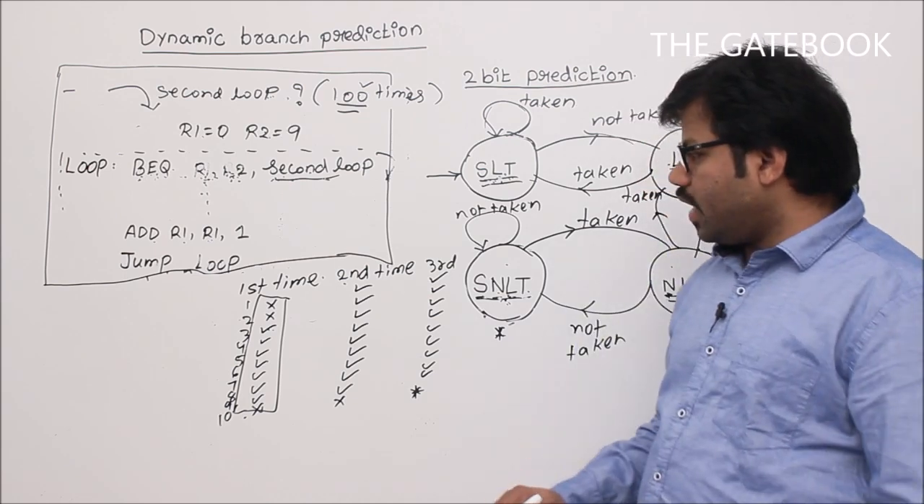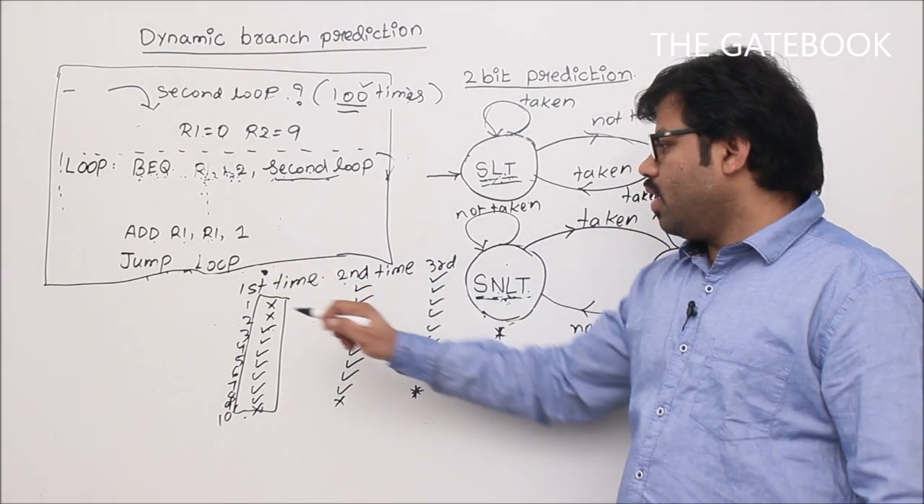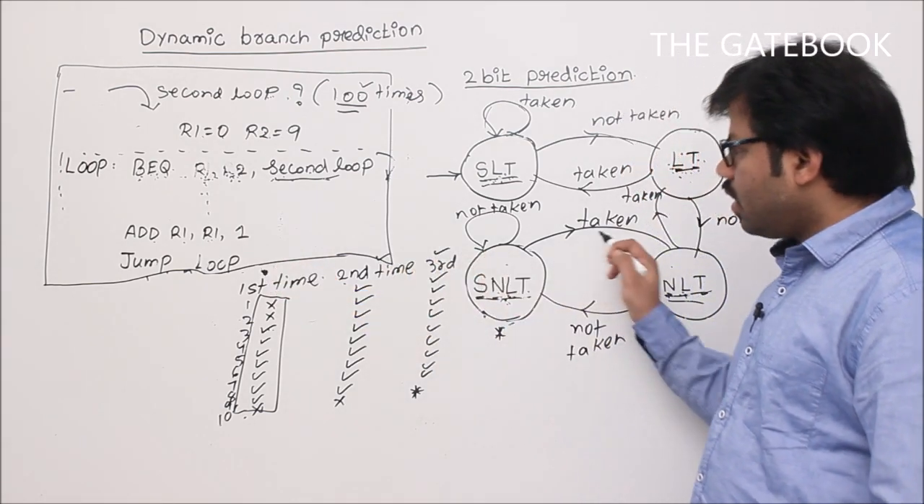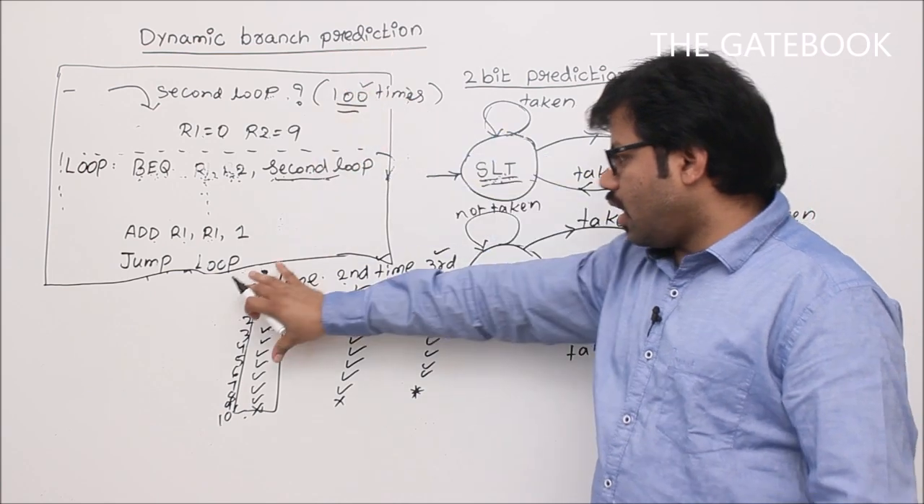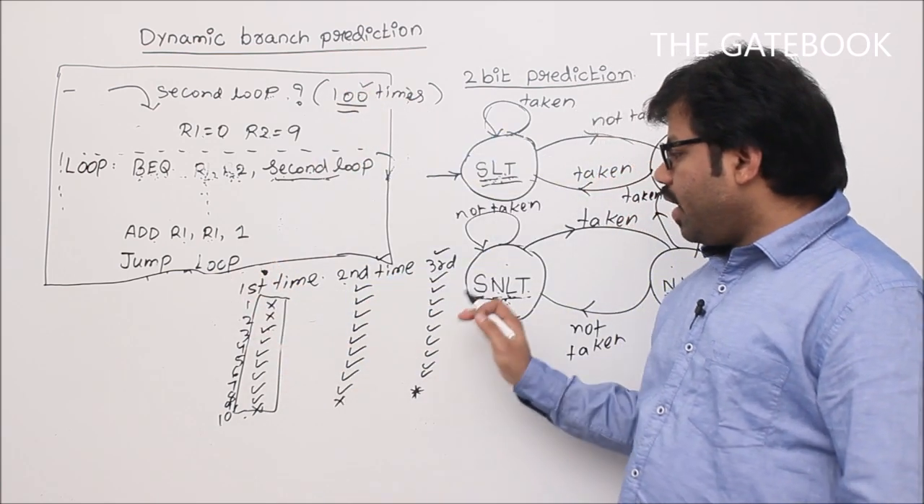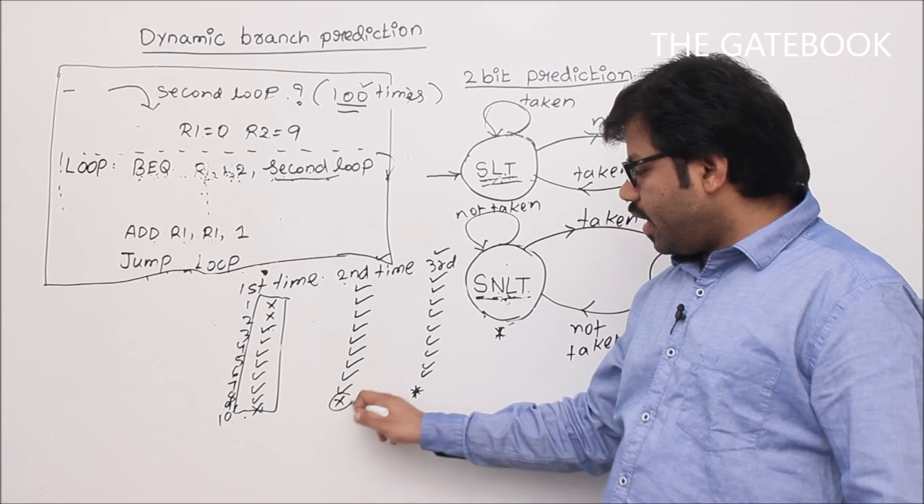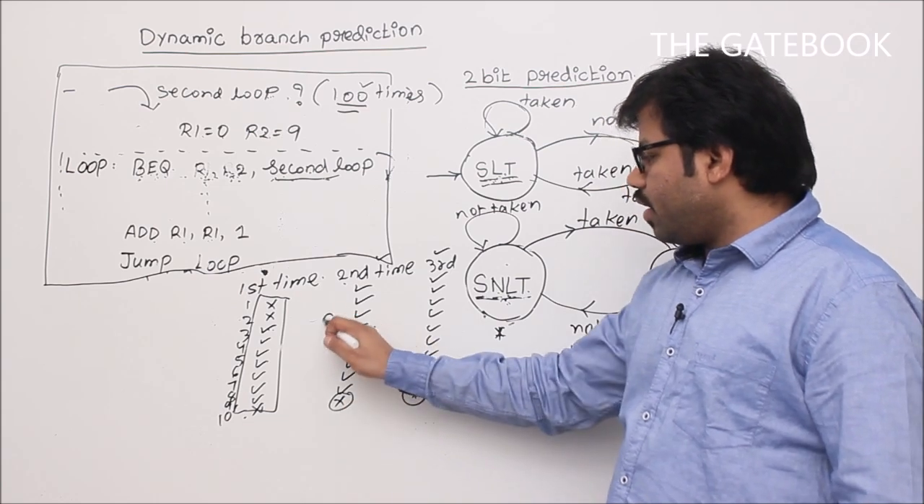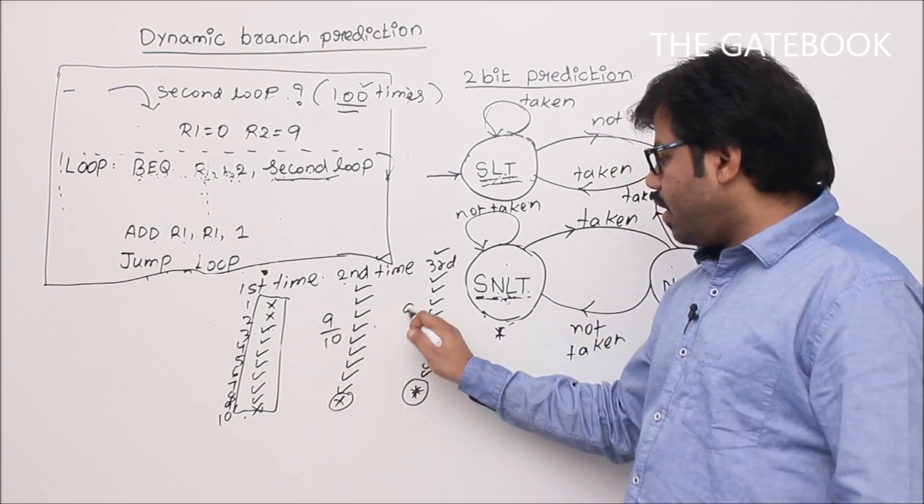That's why, finally, I want to say ignore this point. But for the second time, third time, for all the remaining 99 times out of 100 times, other than the first time, you predicted 9 out of 10, you see. 9 out of 10, 9 out of 10.